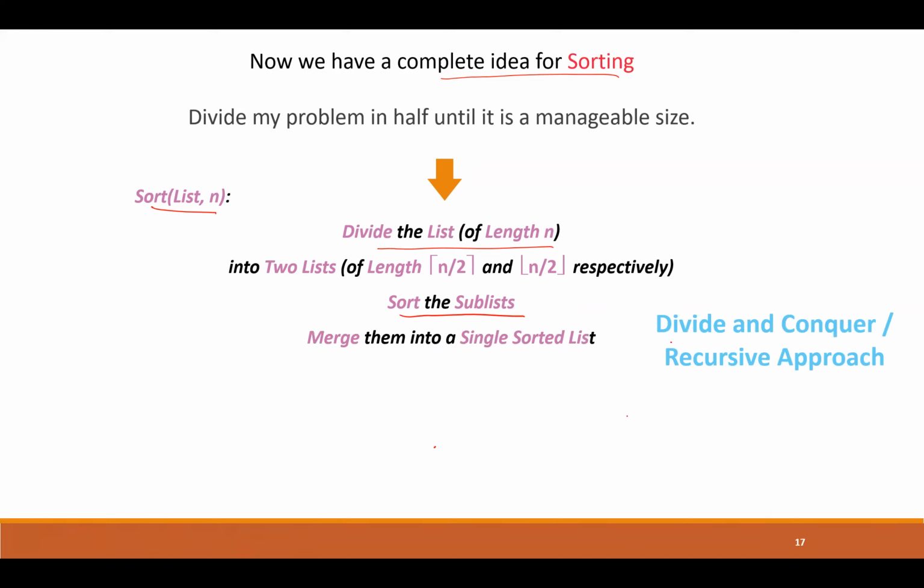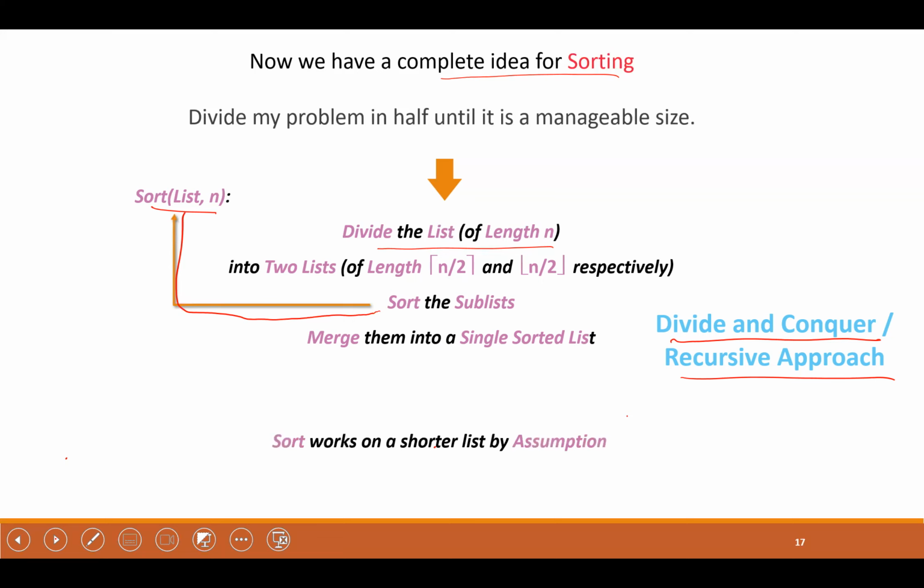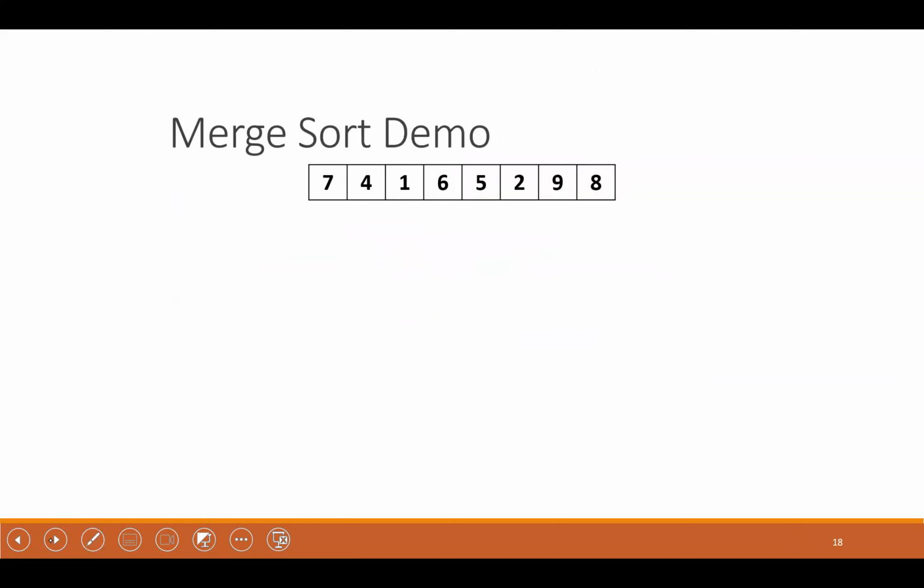So this is known as divide and conquer, and it's also a recursive algorithm. Of course, the recursion part is when we sort, we just call the original sorting algorithm again. Okay, so that's at a high level, and the sort on the shorter list works because of our inductive assumption.